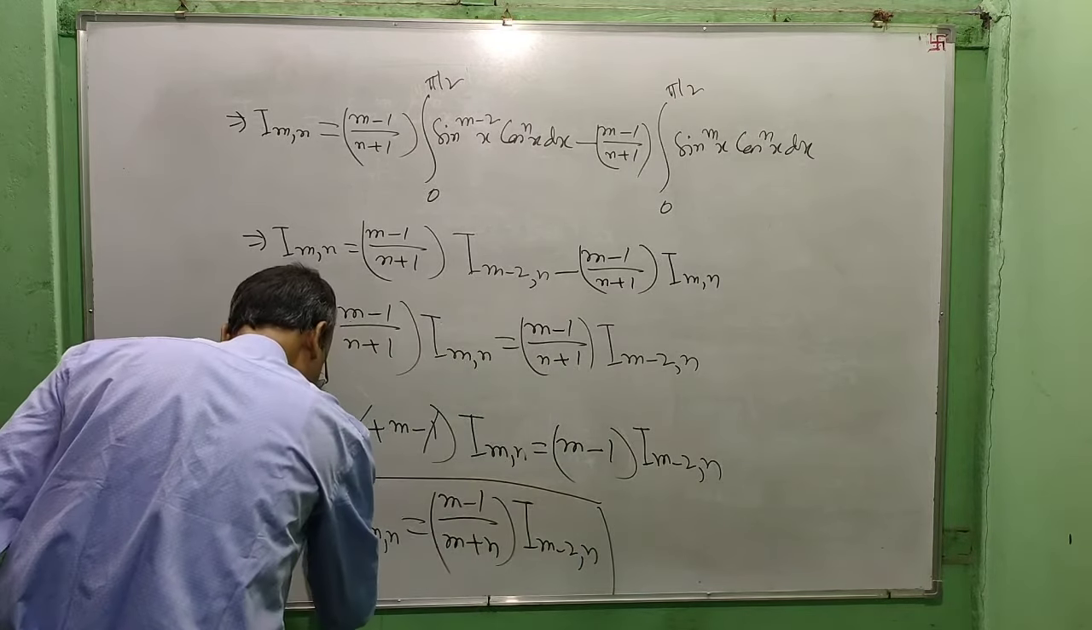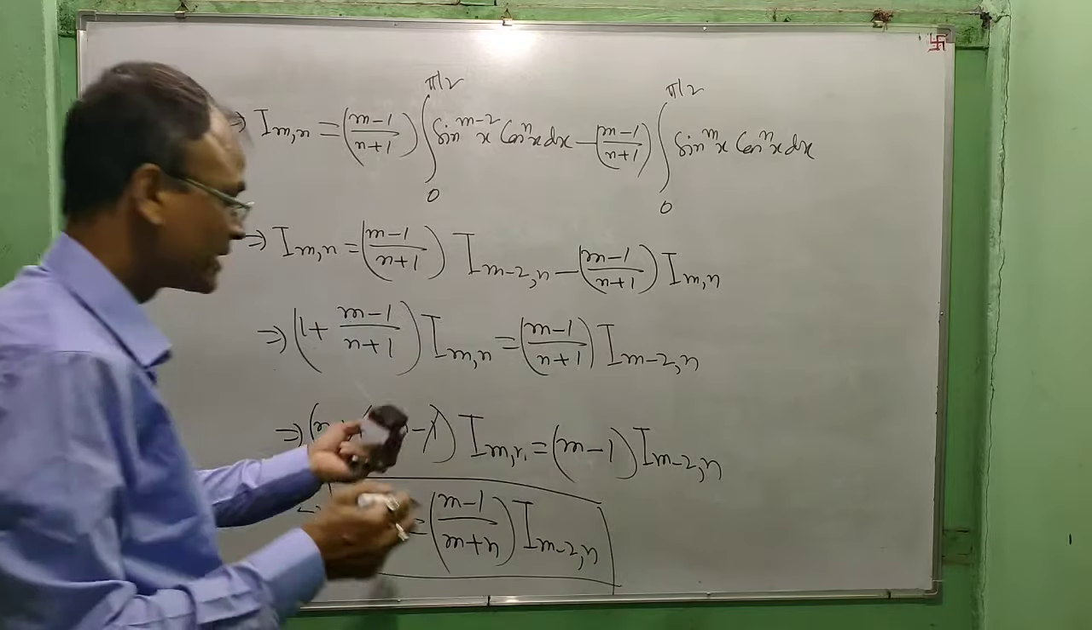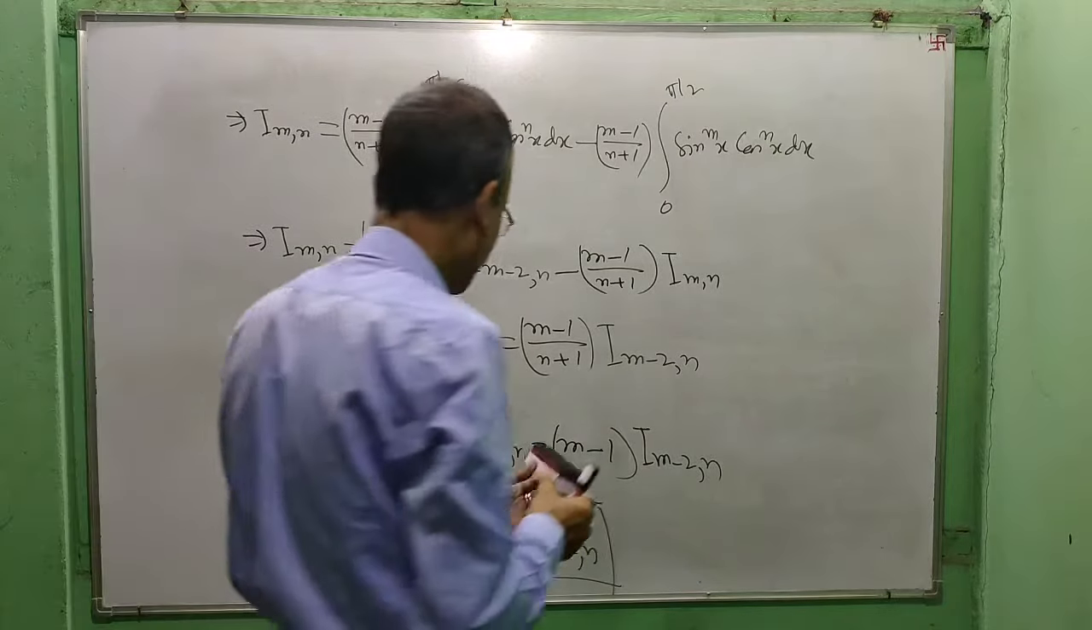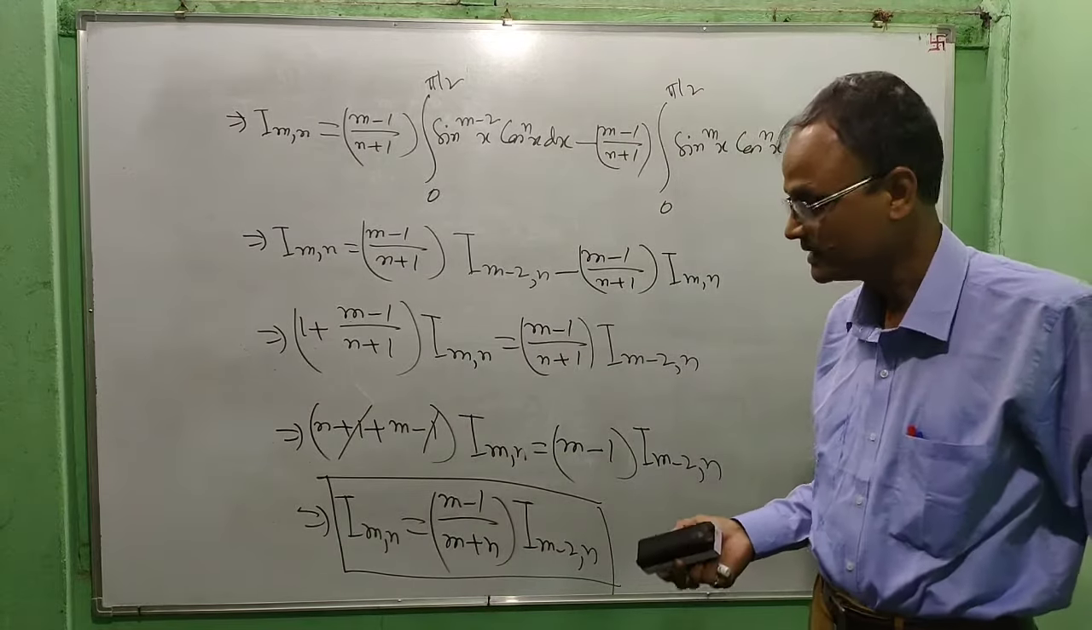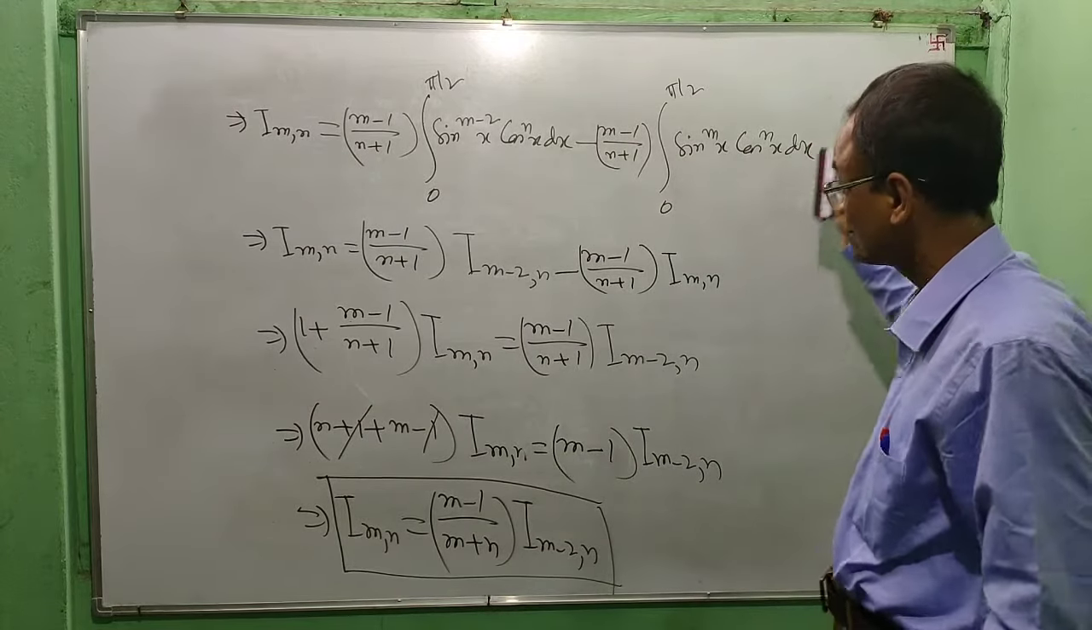This is another formula. Remember this formula: I_{m,n} equal to (m minus 1)/(m plus n) I_{m-2,n}. Yeah. This formula is known as Wallis.